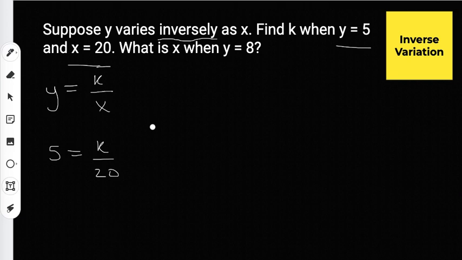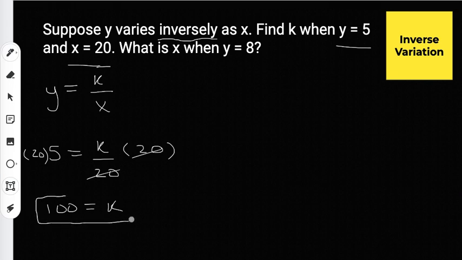Well, I want to get rid of the 20 at the bottom, so I'm going to multiply both sides by 20. I'll do it on the right side and I'll do it on the left side. So here the 20s are going to cancel out, and then all the numbers are going to show up on the left side. 20 times 5 is 100. So now I know what k is.